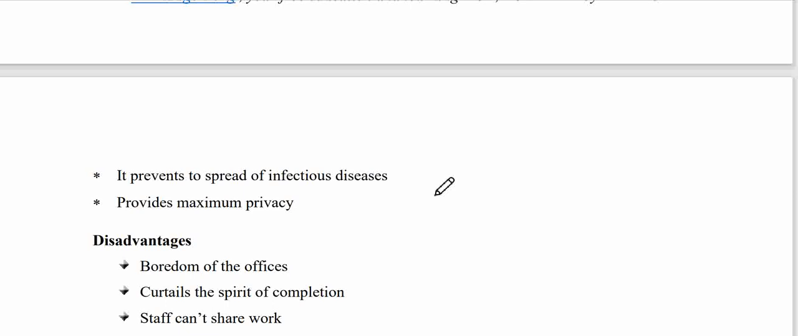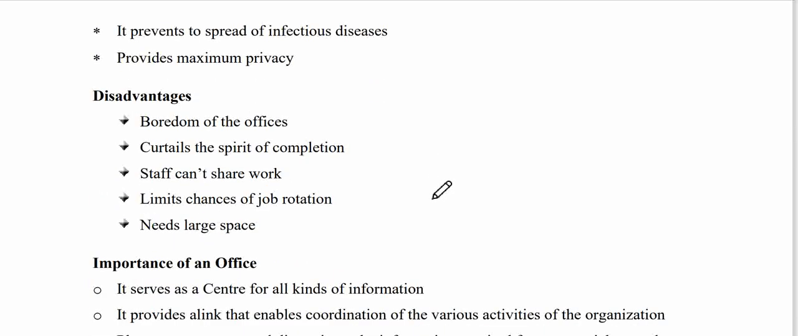And also it curtails the spirit of competition. Some people, when they're alone, become bored, and you may say, like, come on, I'm going to finish this work tomorrow. Next is that staff can't share work. Like, please, man, can you help me with some 2 pages? Finish this one, let me be doing this. It can be possible, and also it limits chances of job rotations. Okay, do this, let me do that, I'll be doing this one while I do the other one. It's not there, and also it needs large space.